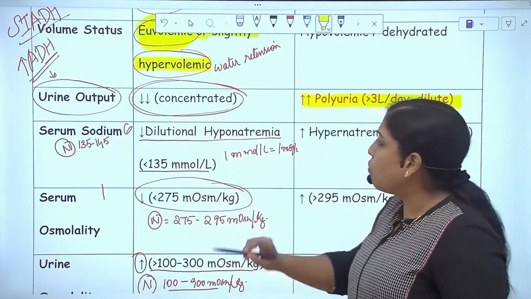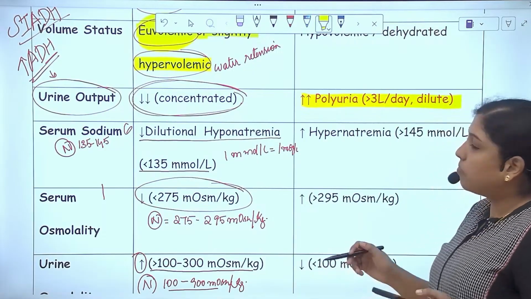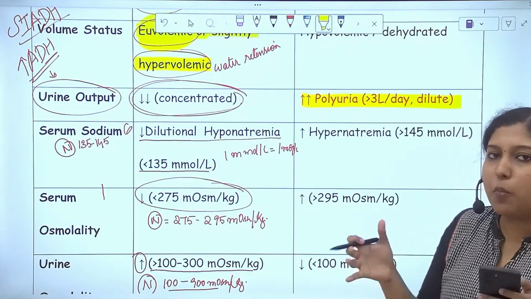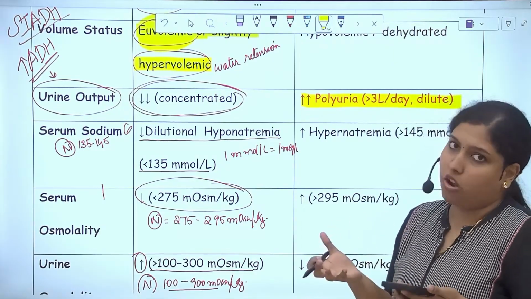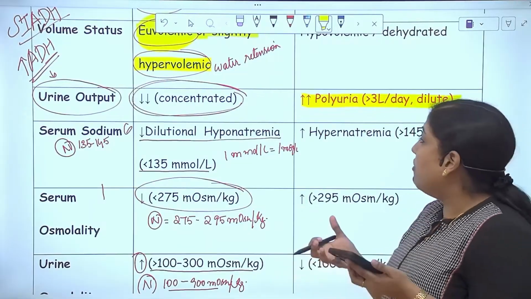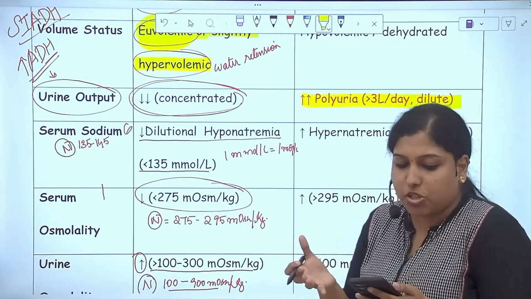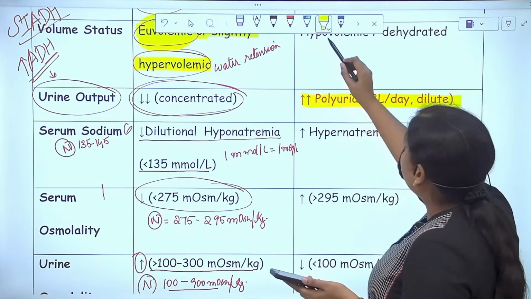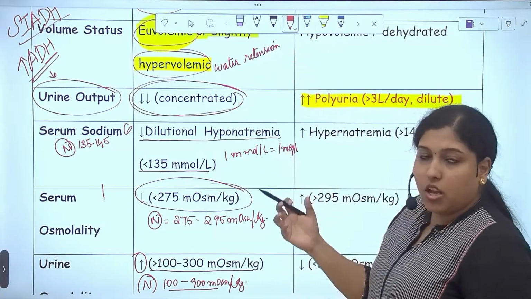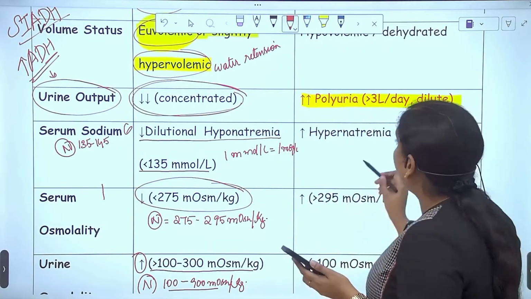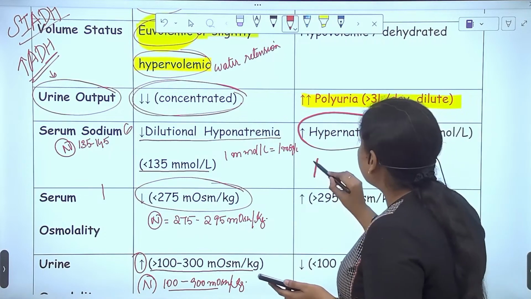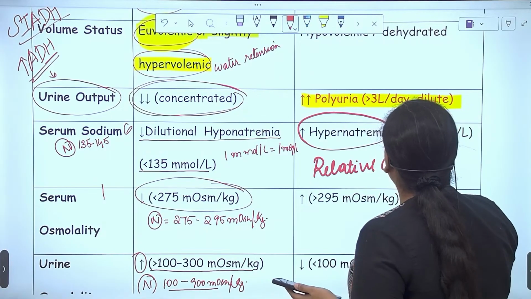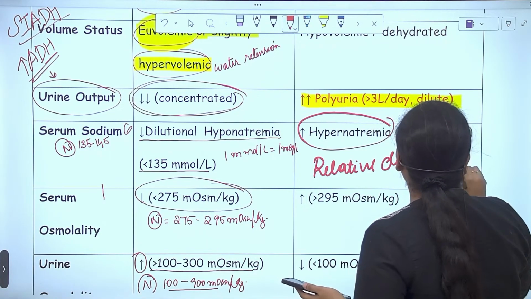And what about the serum sodium? Because excessive urine is released from the body, the body fluid is very much less. So the osmolarity ultimately is going to be very much increased. Because of the excessive fluid loss and very little water, this in turn causes relative hypernatremia.